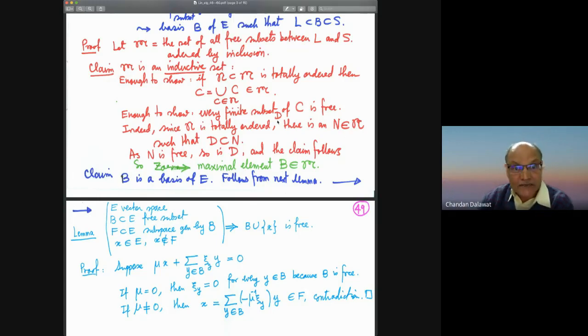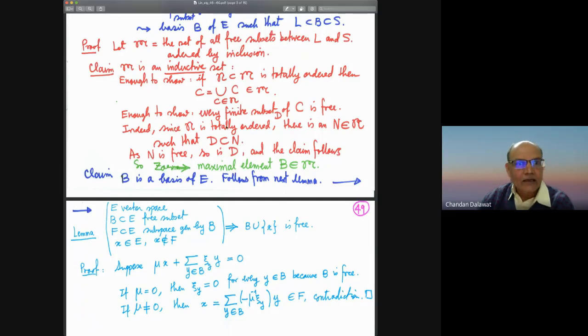Okay, so take a finite subset D of this union. Not C, that's not a good name. Take a finite subset D. Now, since this chain is totally ordered, there is some N inside the chain of which D is a subset.